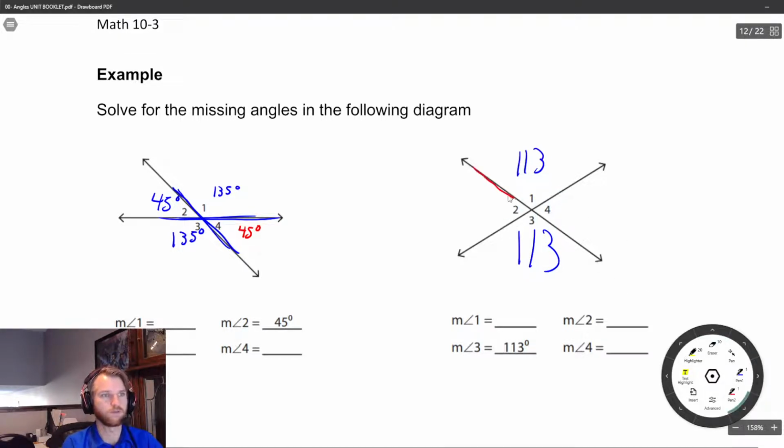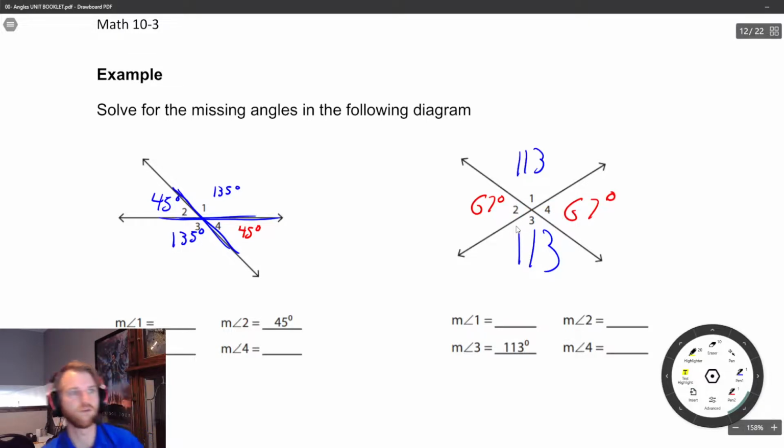I'll say, let's say that we've got a straight line here that's being split into two angles. 113 plus what is going to give me 180. It'd be 67 degrees. And to find the last one, I know it's also going to be 67 degrees, because we have two lines being crossed, and these ones are right across from each other here. Okay, they're going to make that 67 degrees. You can keep adding up to 180 each time, but this does save you some time.